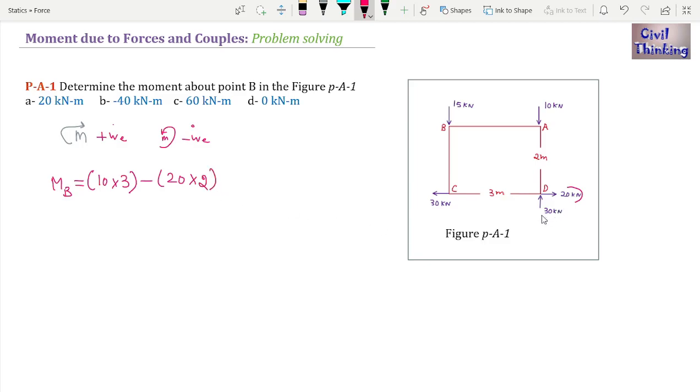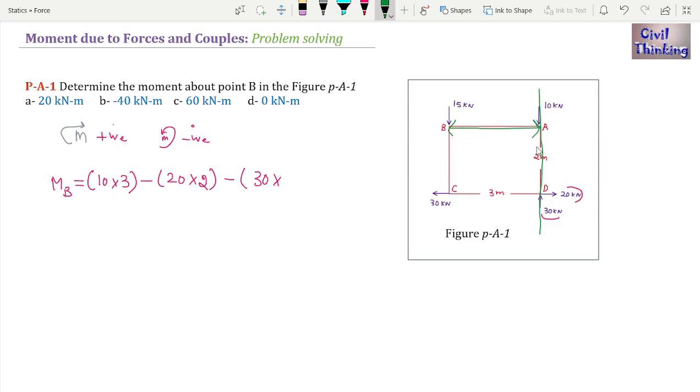Now let's find the 30 kilonewton. Now 30 is going to impose again an anti-clockwise moment, so it is minus 30 kilonewton multiplied by the normal distance between the line of action of 30 kilonewton and the point B. It is 3 meters. If you don't know about line of action, it is a line along which the force is acting. So the line of action of 30 kilonewton is like this. The distance between the line of action of 30 kilonewton and the point B, the normal distance, is what we consider.